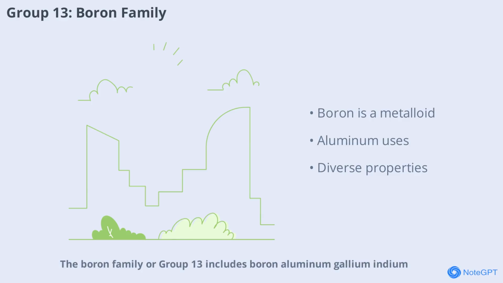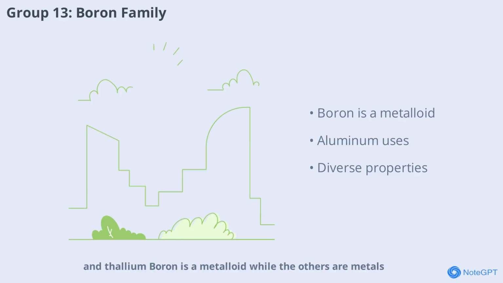The boron family, or Group 13, includes boron, aluminum, gallium, indium, and thallium. Boron is a metalloid while the others are metals. This group shows a mix of properties, with boron being used in glass and ceramics and aluminum being widely used in packaging and construction. Understanding the chemistry of Group 13 elements helps explain their diverse applications and reactivity.